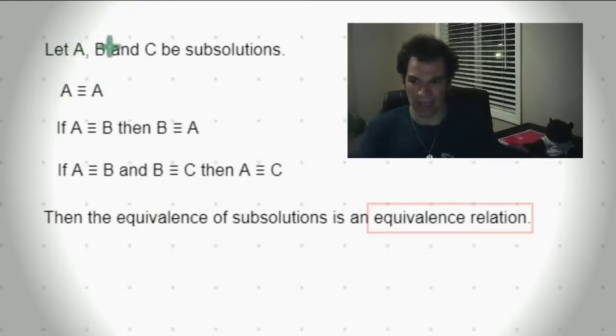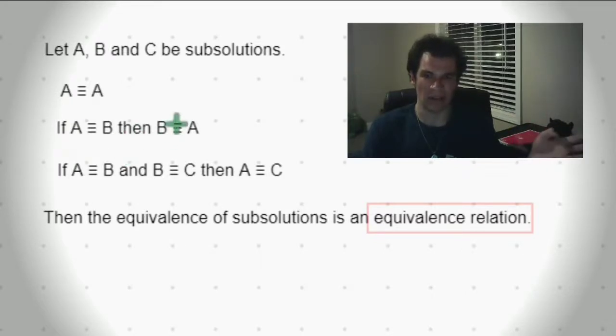Now let's consider three sub-solutions that we are naming A, B, and C. Every sub-solution is equivalent to itself. Just remember what it means for a solution to be equivalent. This should be pretty obvious. Then if A is equivalent with B, then B is equivalent with A. If the optimum choice from A is the same as the optimum choice from B, then it should be the same the other way as well.